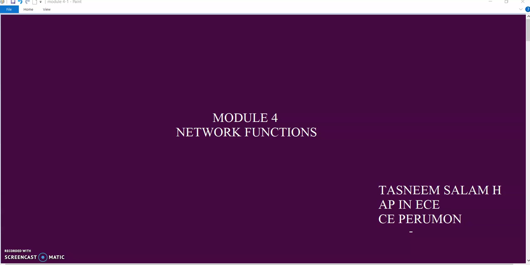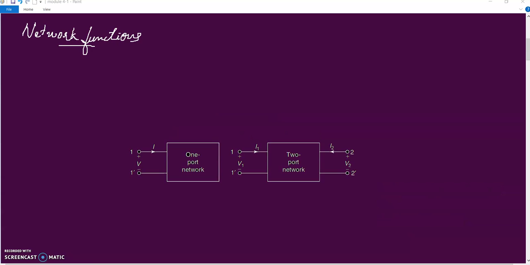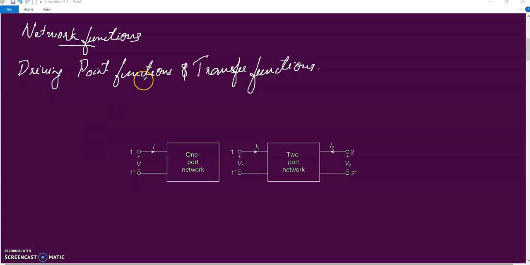In this session, we'll be starting the fourth module, network functions. Network functions are functions which give relation between the current and voltage at different parts of a network. They are classified as driving point functions and transfer functions. These functions are associated with the terminals or ports.